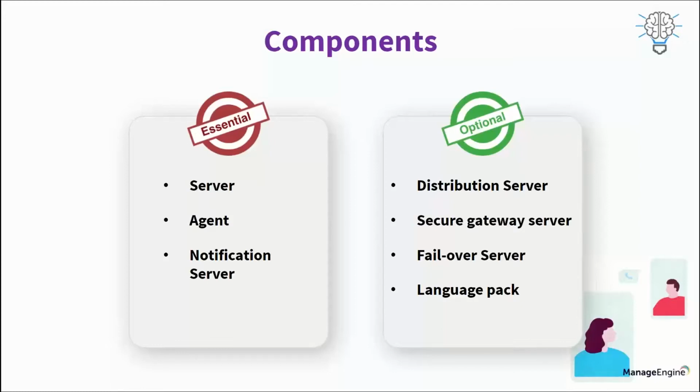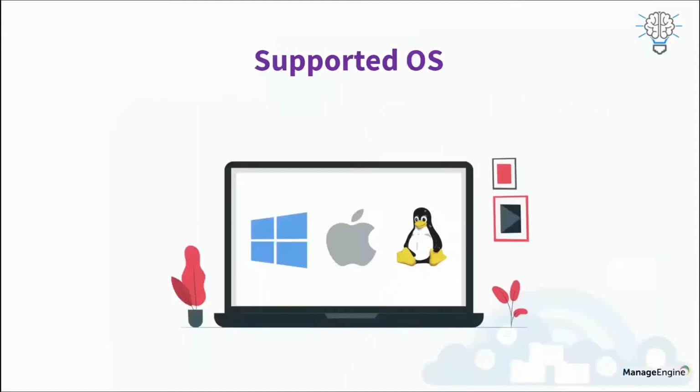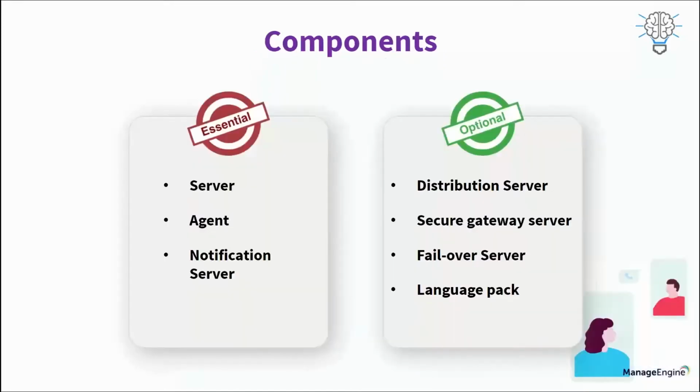When we look at the optional components, we have a distribution server, which serves as a repository for patches, software, as well as scripts that you have deployed to the machines in a remote location. We can create unique replication policies for each location as per the bandwidth requirement with the help of the distribution server configuration. And we have a secure gateway server. This is useful if you are going to manage machines that are not part of the LAN or connecting over the internet. I will be explaining this in greater detail in the upcoming slides.